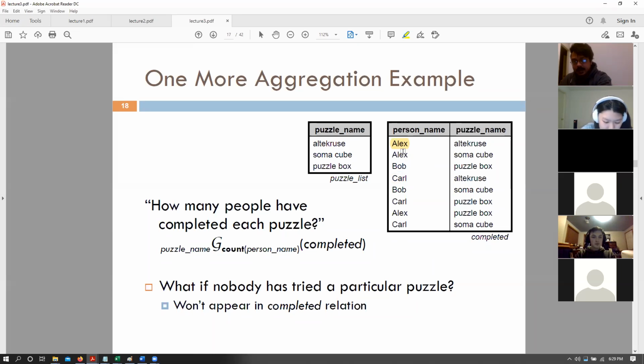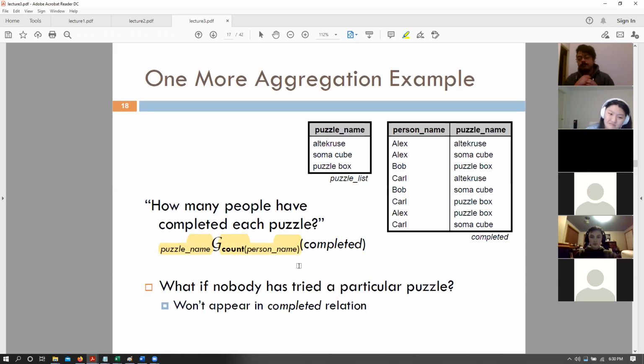If we want to get that, instead of grouping by person name, we would group by puzzle name. Grouping by puzzle name would get us, for Altecruise, Alex and Carl. For Soma Cube, we would have Alex, Bob, and Carl. And for Puzzle Box, we would have Bob, Carl, and Alex, right? So it is grouping by puzzle name, and then we're counting person name in that list. That would give us the number of people that have completed each puzzle.